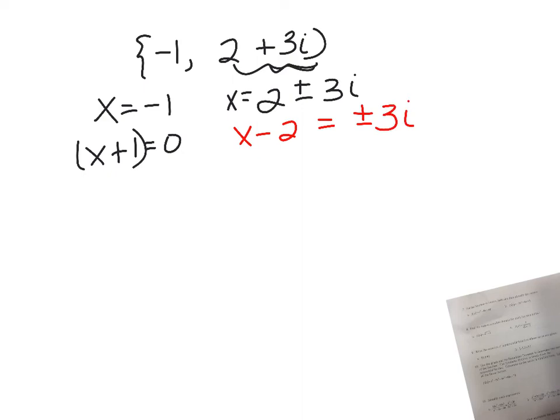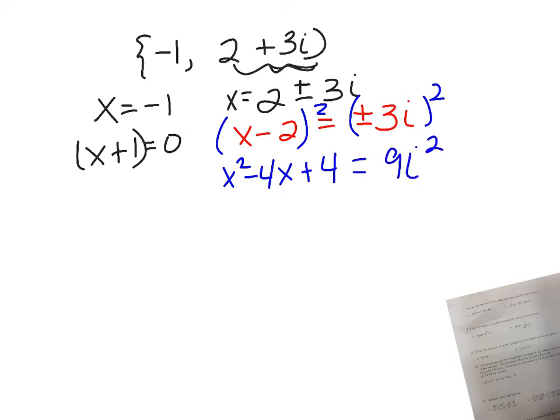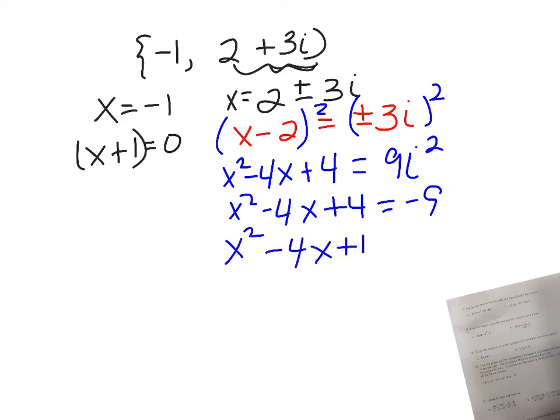Now, to get rid of the i, we can square both sides. So we're going to do (x minus 2) squared. So that's x squared minus 4x plus 4 equals 3i squared, which is 9i squared, which is negative 9. And add the 9 over, we get x squared minus 4x plus 13 equals 0. Now I have to multiply that by x plus 1. By my factor, my other factor.